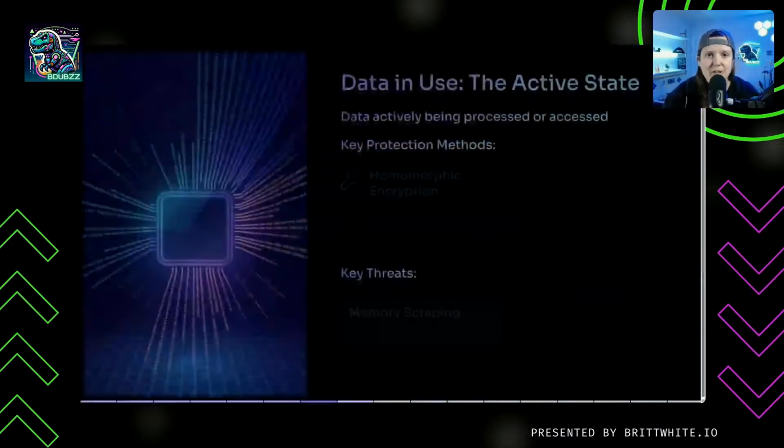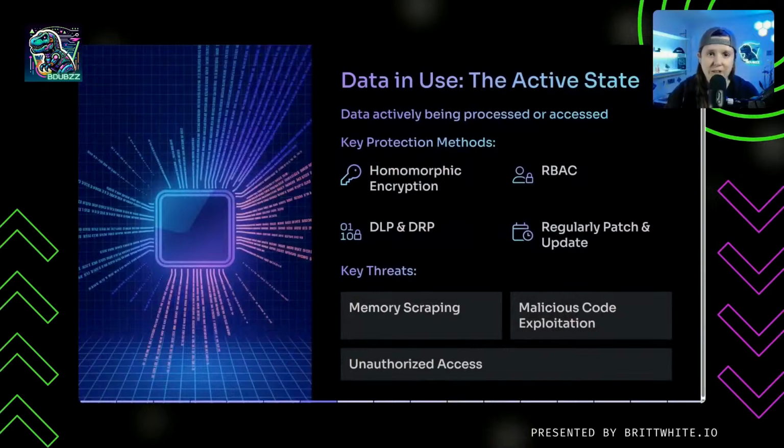Finally, data in use is the most dynamic and, frankly, the trickiest data state to secure. This is data that's actively being processed by your computer. It's in your computer's memory, or RAM. It's in the CPU's registers. It's being manipulated by applications. Think of data in use like the engine of your car while it's running. All the parts are moving and working together.